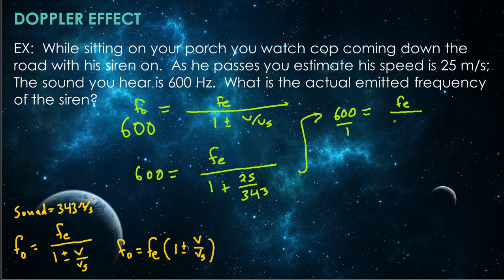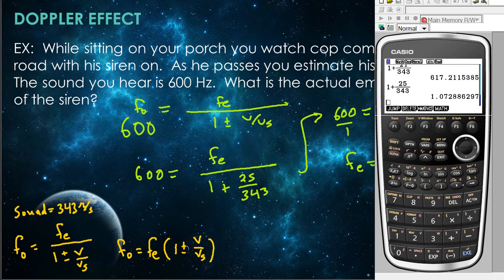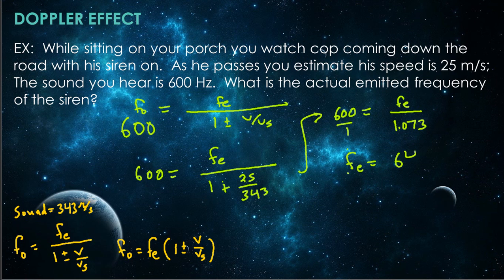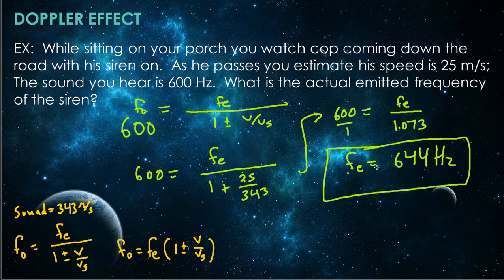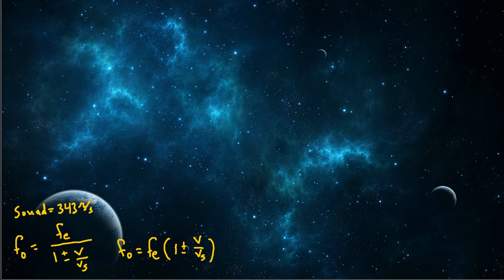So 1.073. Now we'll cross multiply. So I'm going to get FE equals, because 1 times FE, and then multiply by 600. So times 600. And I get 643.7, so 644 hertz is what was actually emitted. So you just basically substitute in the formula, as is the case in most physics, and go ahead and simplify or solve.